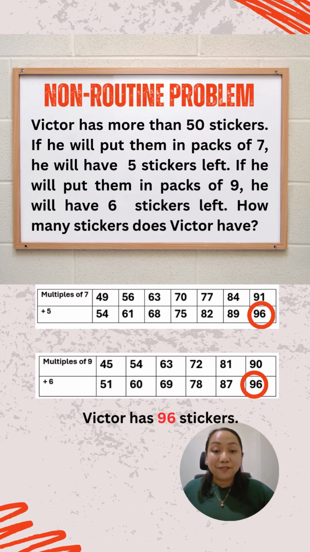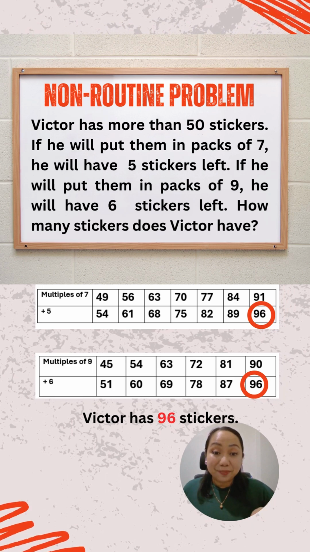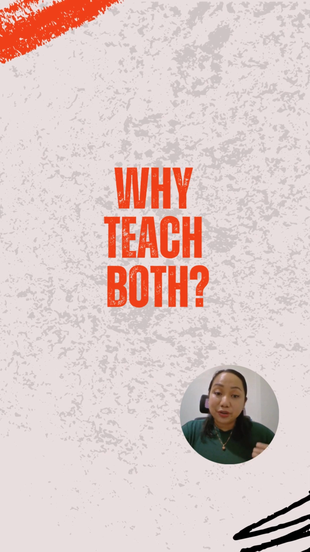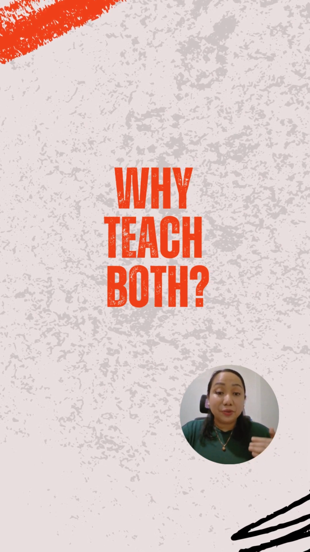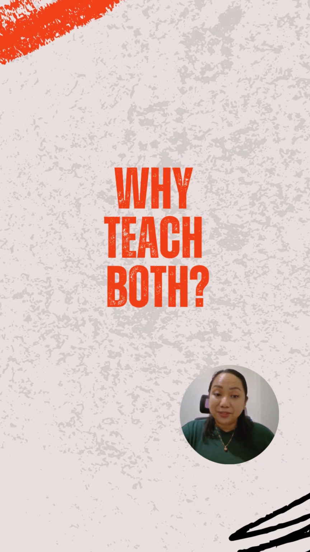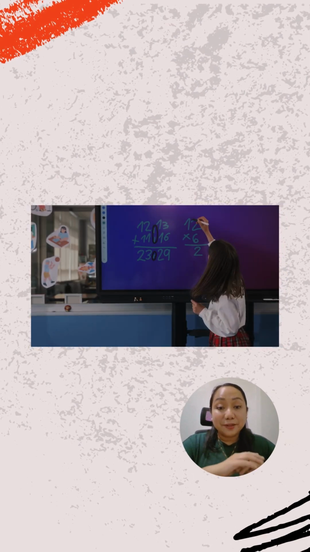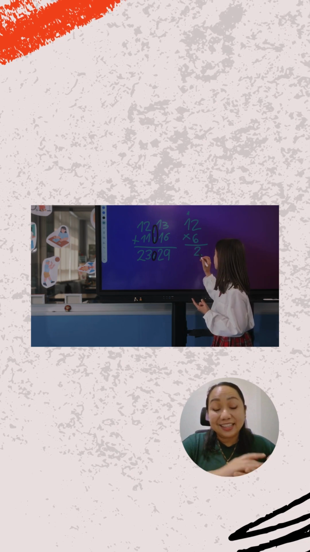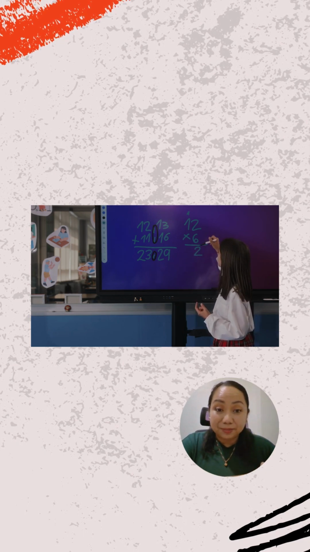Since 96 is found in the results of both tables, we can say that Victor has 96 stickers. So why then do we need to teach our students how to solve both the routine and non-routine problems? It's because it's important for students to learn the basic problem-solving skills that they can learn from routine word problems.